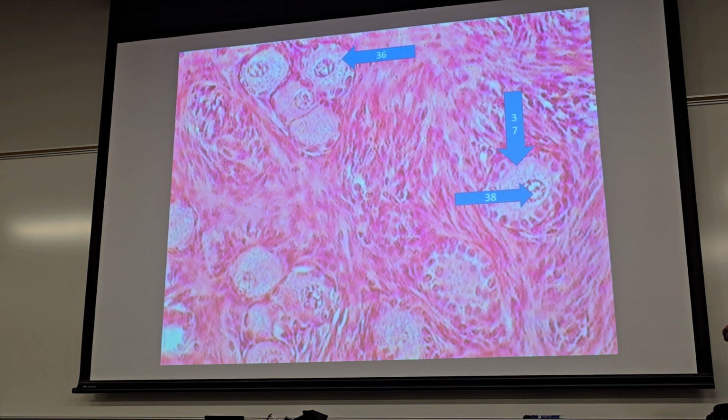Okay, so what is this line again of? Ovary, right? Okay, so what do you think this one is, number 37? Primary follicle. It's a primary because we only see one layer. And what is number 38? Primary oocyte. Okay, very good, primary oocyte. Everybody okay?